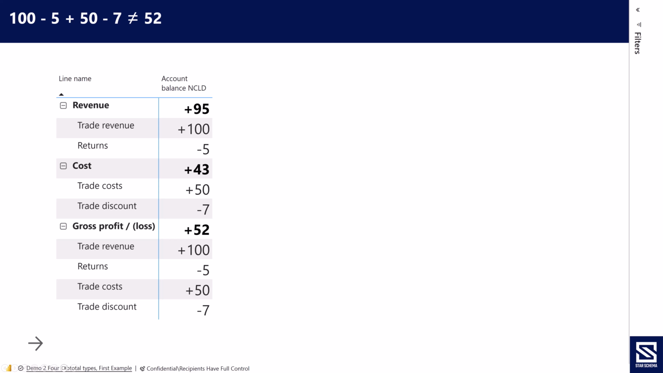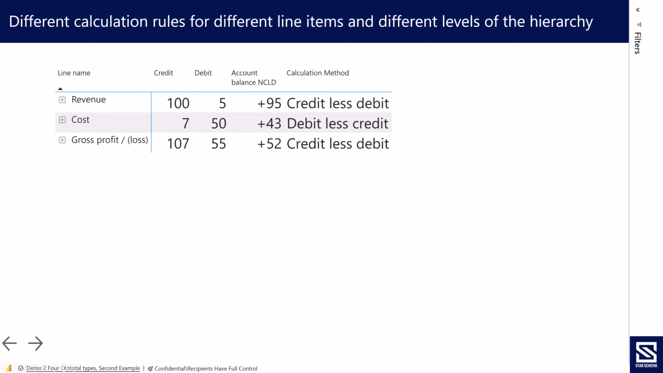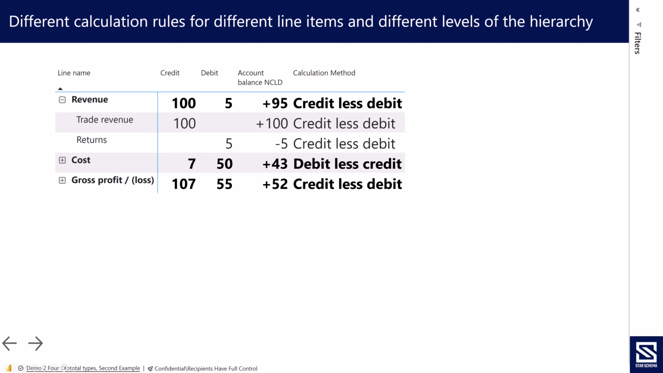Let's see how this is working with credits and debits. Our revenue line is a credit less debit calculation. So we have 100 of credits and 5 of debits, the trade revenue account being the credit and the returns being the debit.